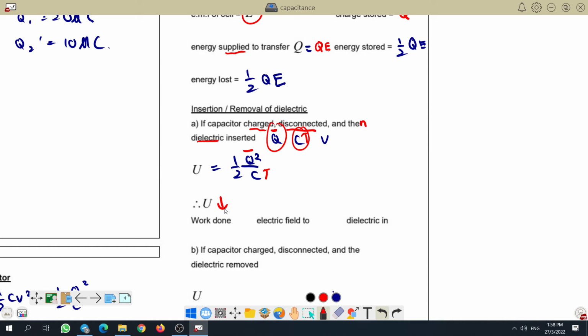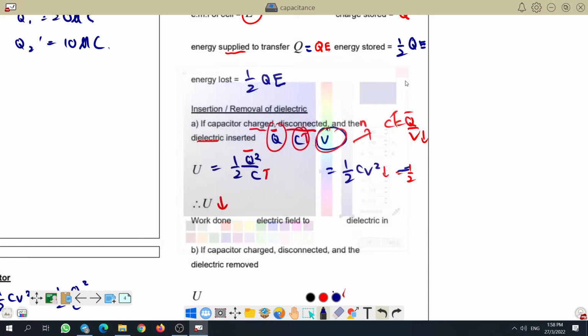If you still want to use CV, for example CV squared, you can. But first you determine what happened to your V by C. C equals Q per V. Q constant, C increases, V decreases. So V decreases. But it's hard, U is harder. Hard because C increases, V decreases, right? Unless you use half QV, with Q constant. Okay? But this one is easier.